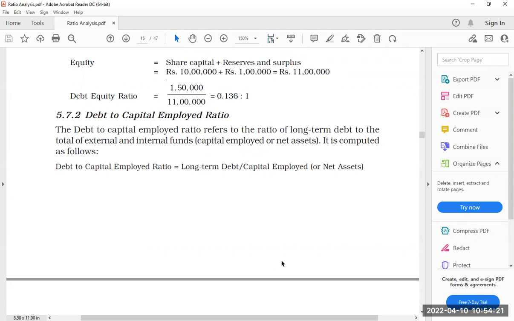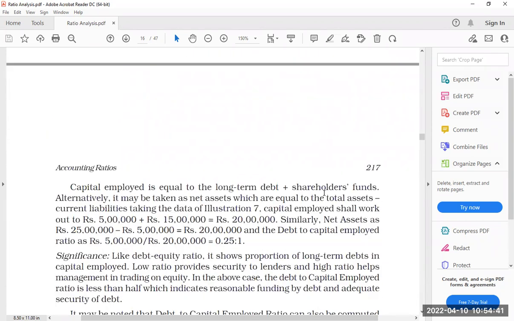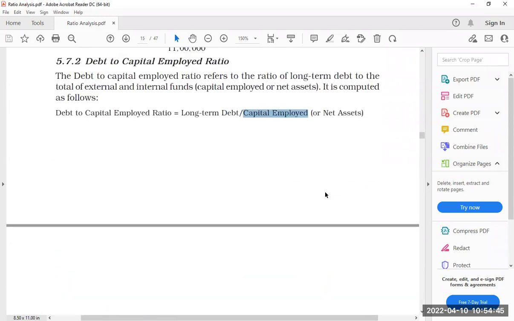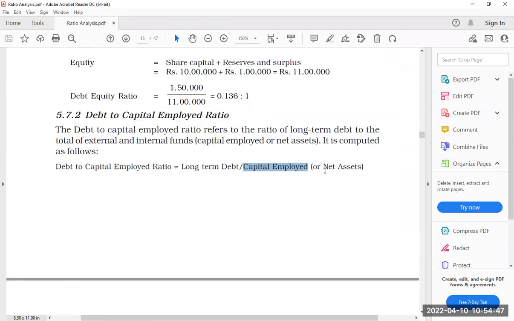By the name itself, you can understand the significance of the particular ratio. Debt is compared with capital employed. You already know what debt is. Debt is equal to long-term debt, as we just discussed. And what is capital employed? Capital employed is nothing but net assets. How do you find out net assets? Net assets is nothing but total assets minus loss assets, or fictitious or waste assets.